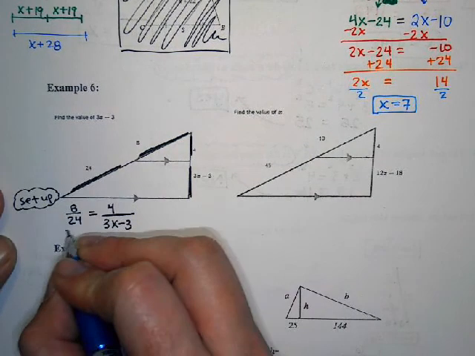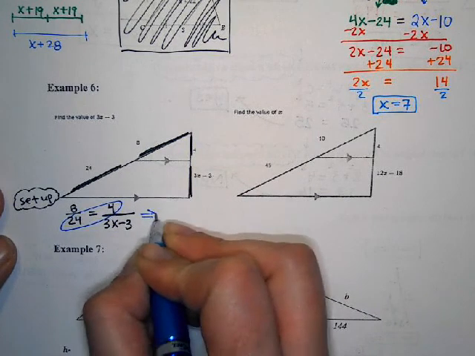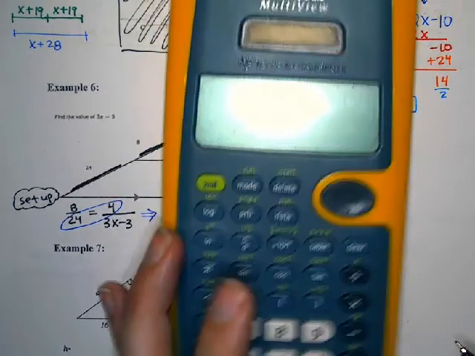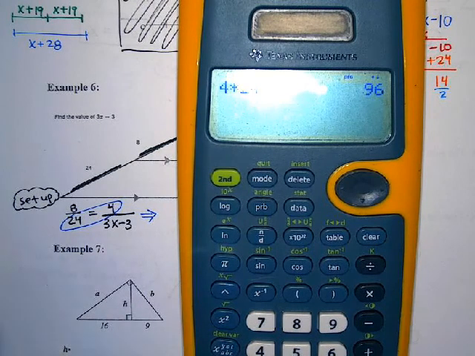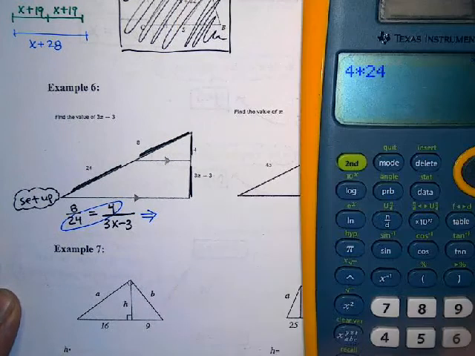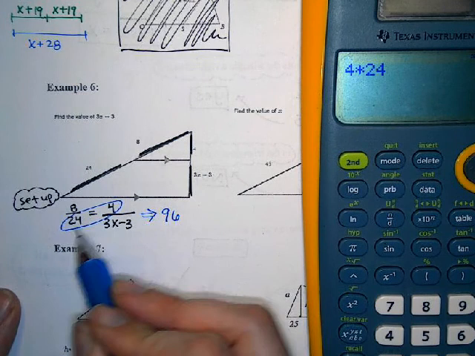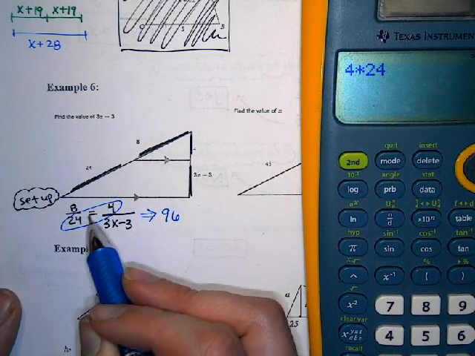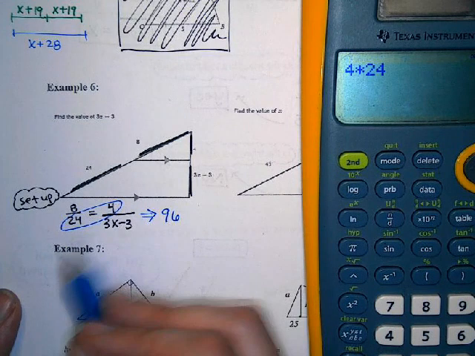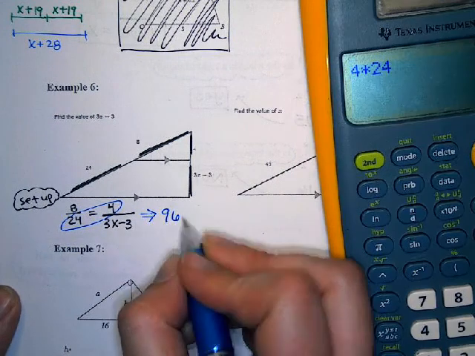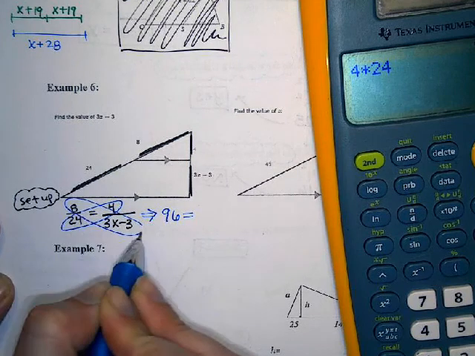From here, you'll want to use a calculator. We're going to cross multiply. 4 times 24 equals 96. Is there anything else connected? Is there an add or a plus sign next to the 24 or the 4? There's no other terms. That's the only thing I multiply for that.